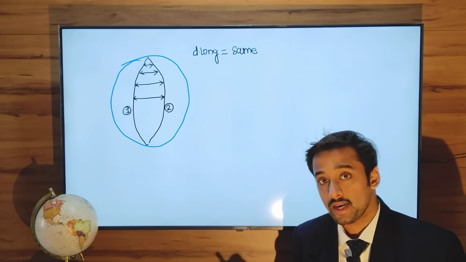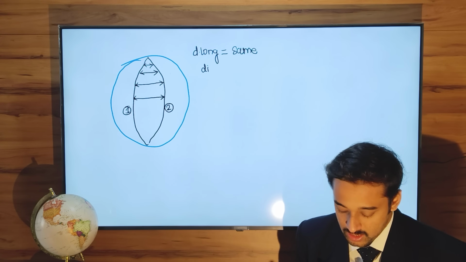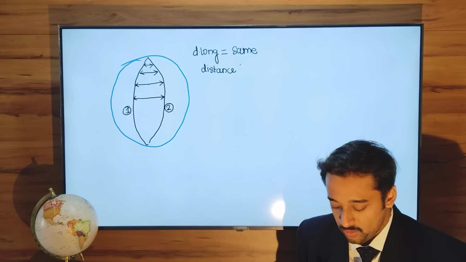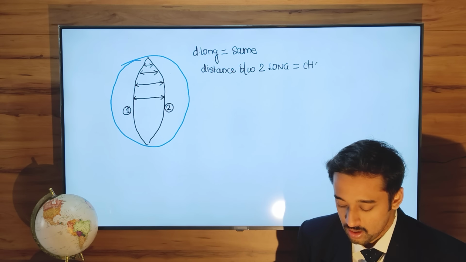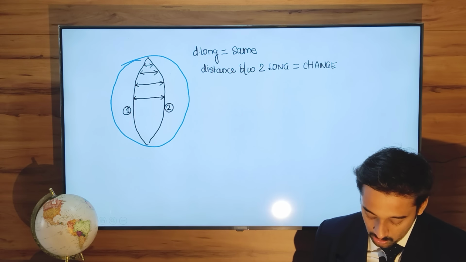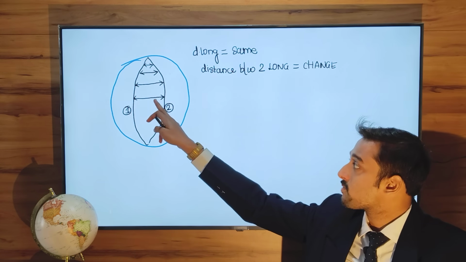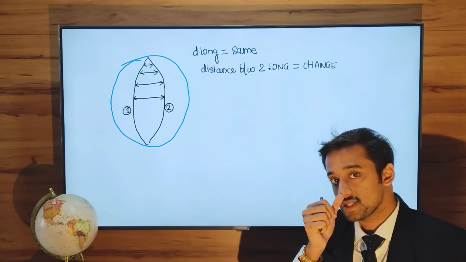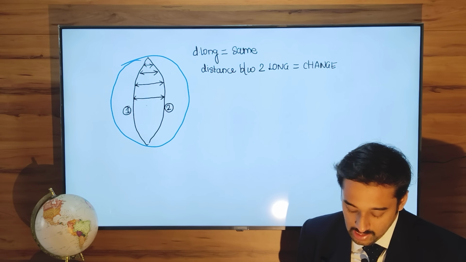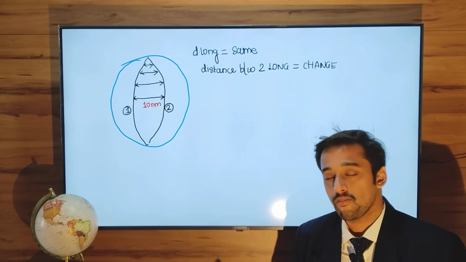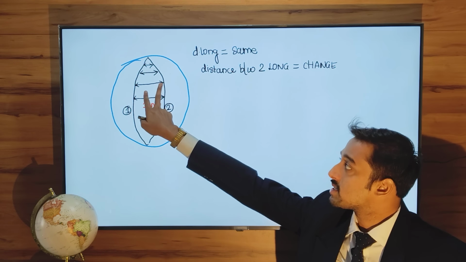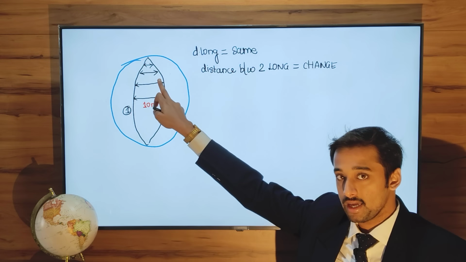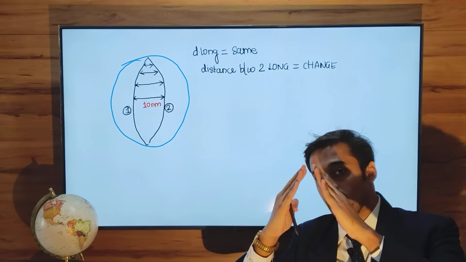But what will change is the distance between two longitudes. It will change. How? Now look at this first arrow. Here we will have a particular distance of, let's say, 10 nautical miles. When we go in a northerly direction, you can see this distance is clearly lesser than this distance, and that is because of the convergency of meridians.